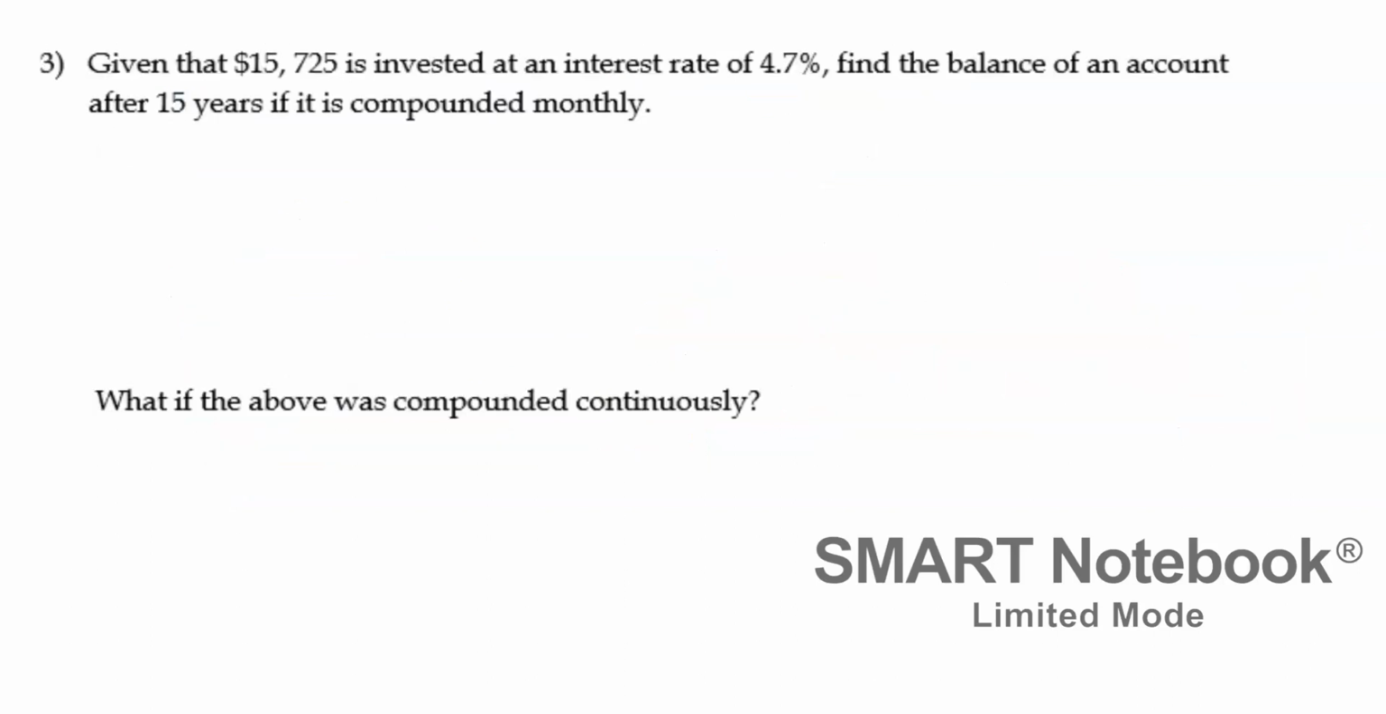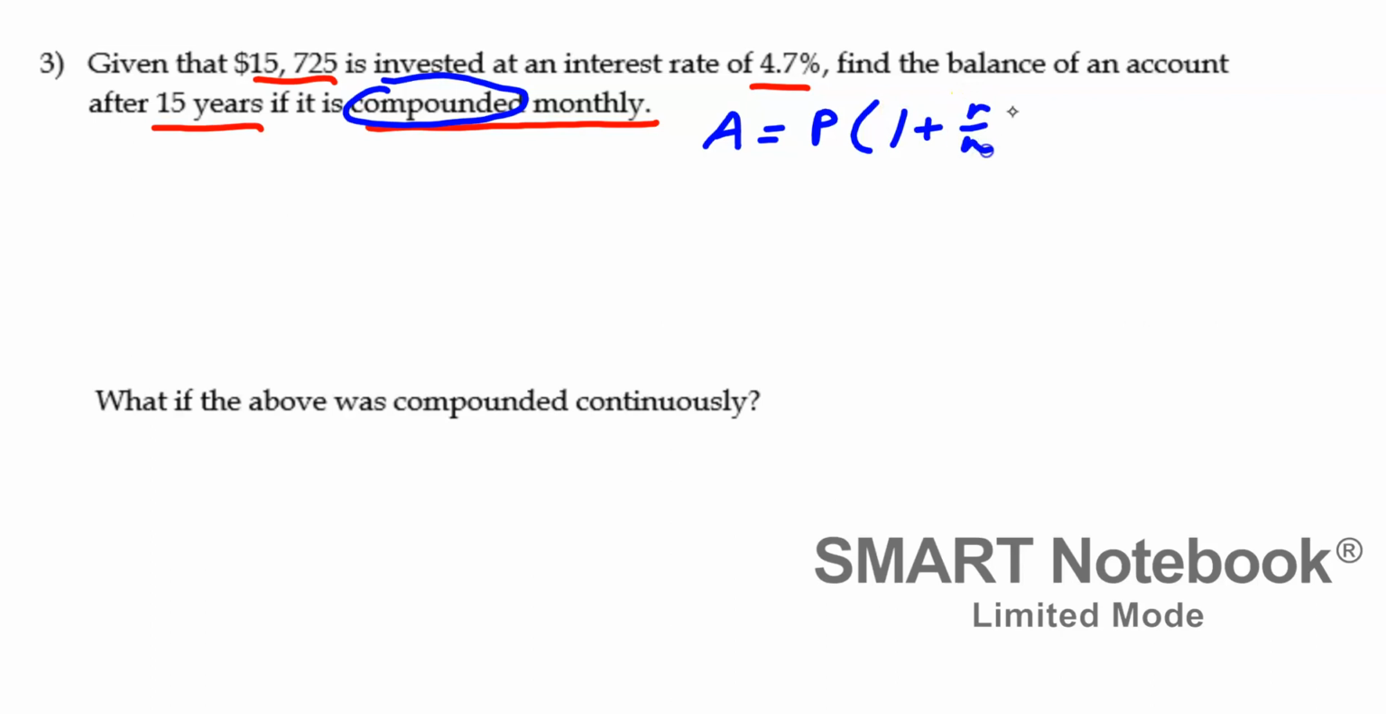Number 3. Given that $15,725 is invested at an interest rate of 4.7%, find the balance of an account after 15 years if it's compounded monthly. So I'm going to underline all the important information here. Whenever you see the word compounded, that should make you think of the equation that was in the second video for today. A equals P times 1 plus r over n to the nt.